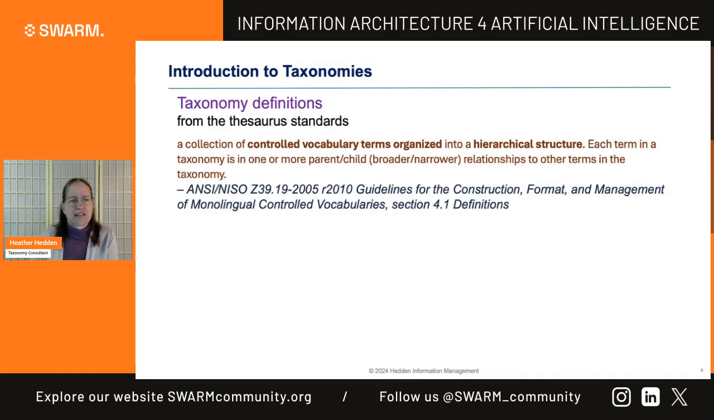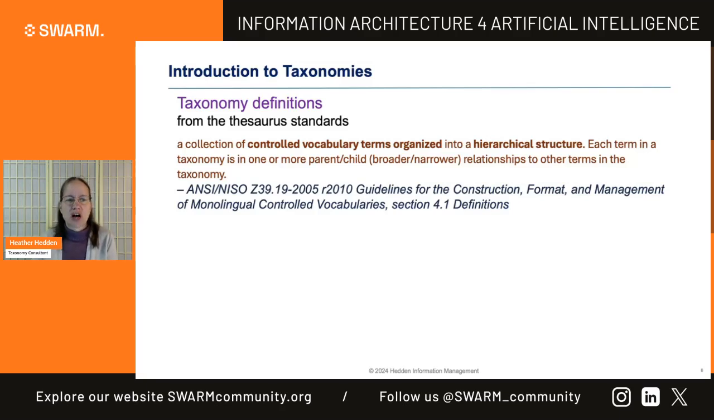So actually, defining a taxonomy, there are different definitions, but one way to go to the definitions is actually in standards for thesauri. A thesaurus is a little more standardized as far as the rules for broader and narrower and how they're formed. So the thesaurus standards are also used for taxonomies. The major one, ANSI, NISO, that's American National Standards Institute, National Information Standards Organization, does have the term taxonomy in its glossary and definitions, that it's a collection of controlled vocabulary terms organized into a hierarchical structure.